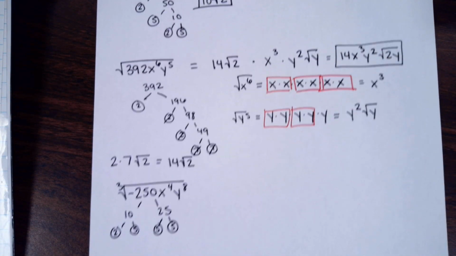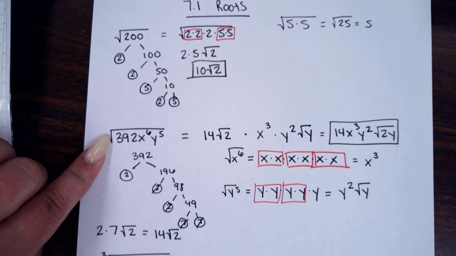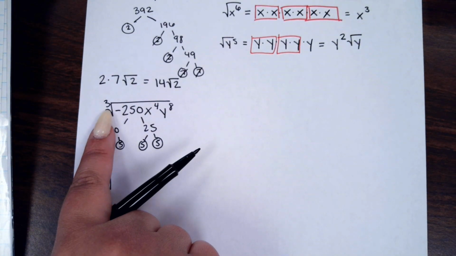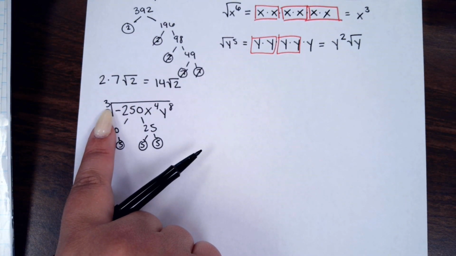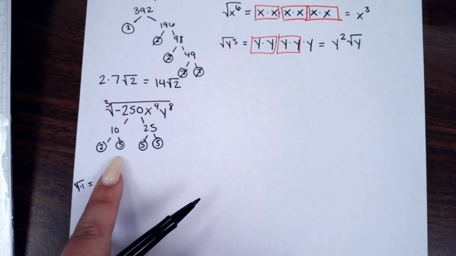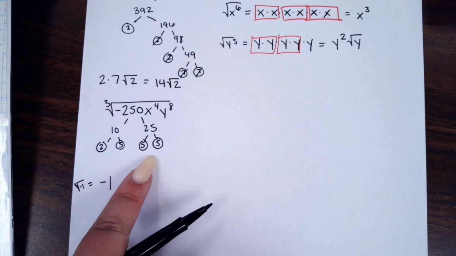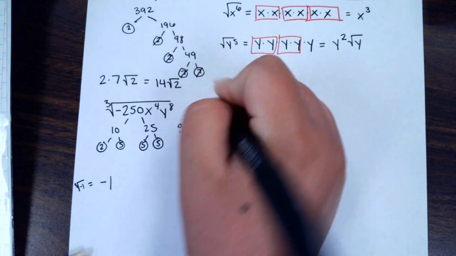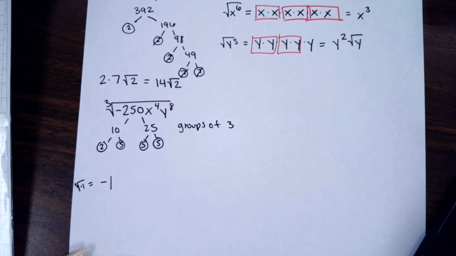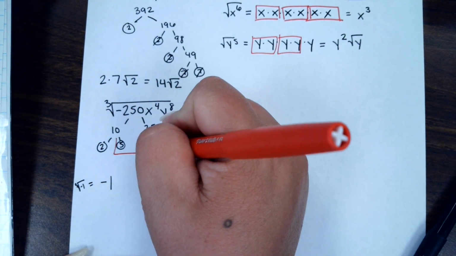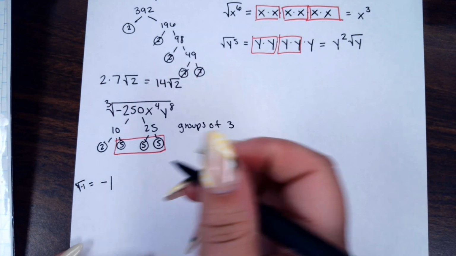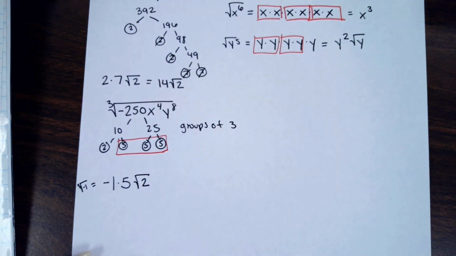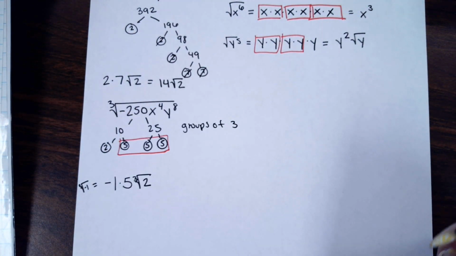So up here in these two examples, we were taking the square root, so we were looking for pairs, right? But here, we're taking the cube root. So that means instead of looking for pairs, we're going to look for groups of 3. So right here, we have a group of 3 5s. And this 2 is left all alone. So it's the cube root of 2.